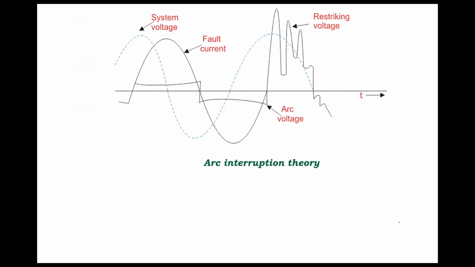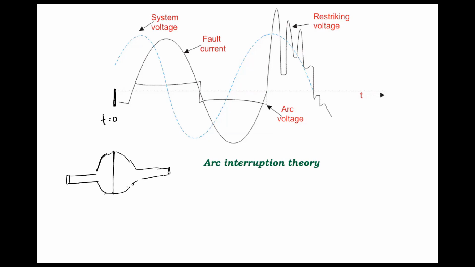So if you carefully observe this image, very carefully, let us understand that suppose this is the point where the fault occurred. This is the point where the fault occurred. Till that point, both your circuit breaker contacts are in closed condition.